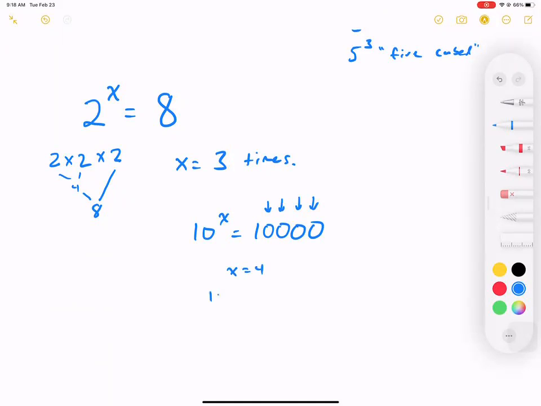And if you want to check, 10 times 10 is 100. 100 times another 10 is 1000. And then 1000 times 10 again is equal to 10,000. And if we look here, we have 1, 2, 3, 4 tens. Good guess though. Okay. So we would write 10 to the 4th power. And one trick for zeros is that we just count the number of zeros.